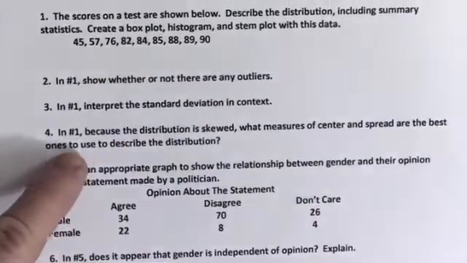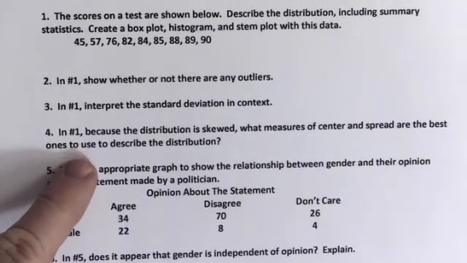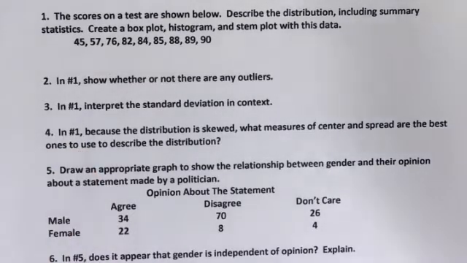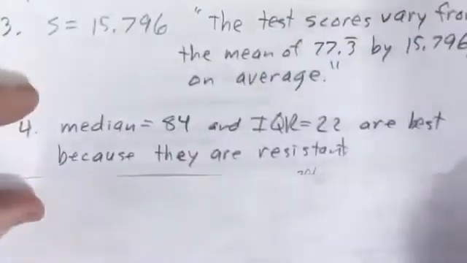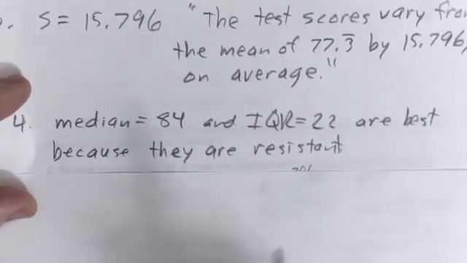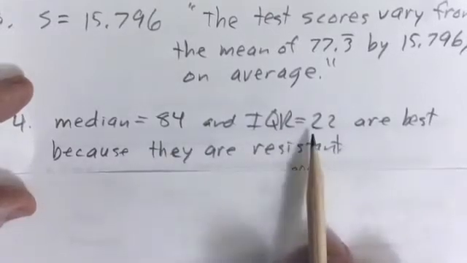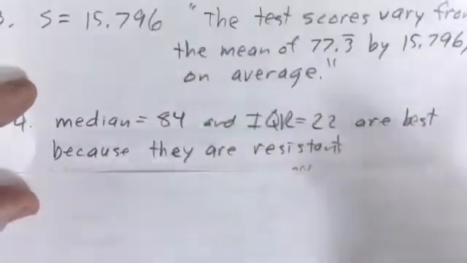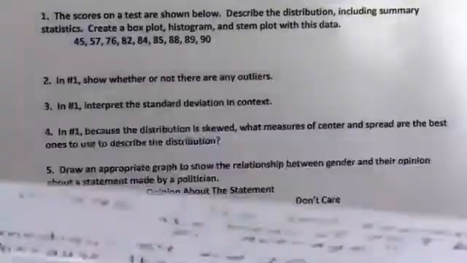Number 4: because the distribution is skewed to the left, what measures of center and spread are the best ones to describe the distribution? That is going to be the median and the IQR, because they are resistant to outliers and strong skewness. It's not like it'd be wrong to report the mean, but the median is just a better measure of center when you have a skewed distribution. And the same thing, the IQR is going to be your best measure of spread when you have a skewed distribution, because they're resistant. That's an important fact to know. And if it wasn't important, I wouldn't have put it on this review worksheet.